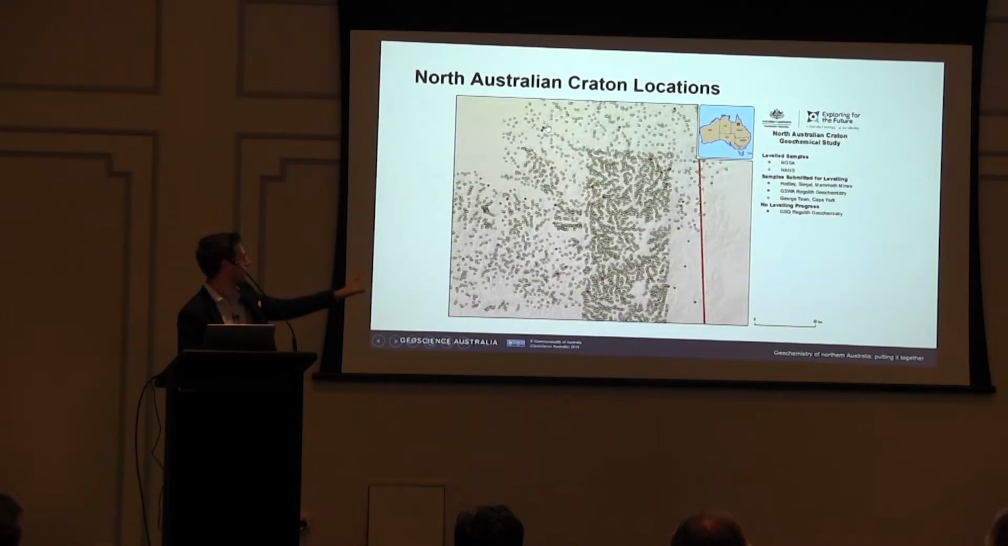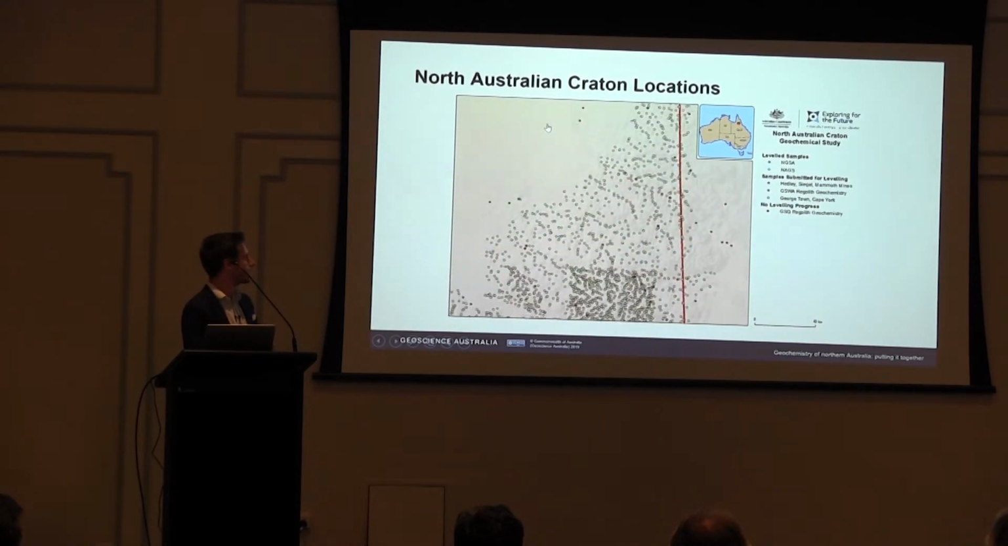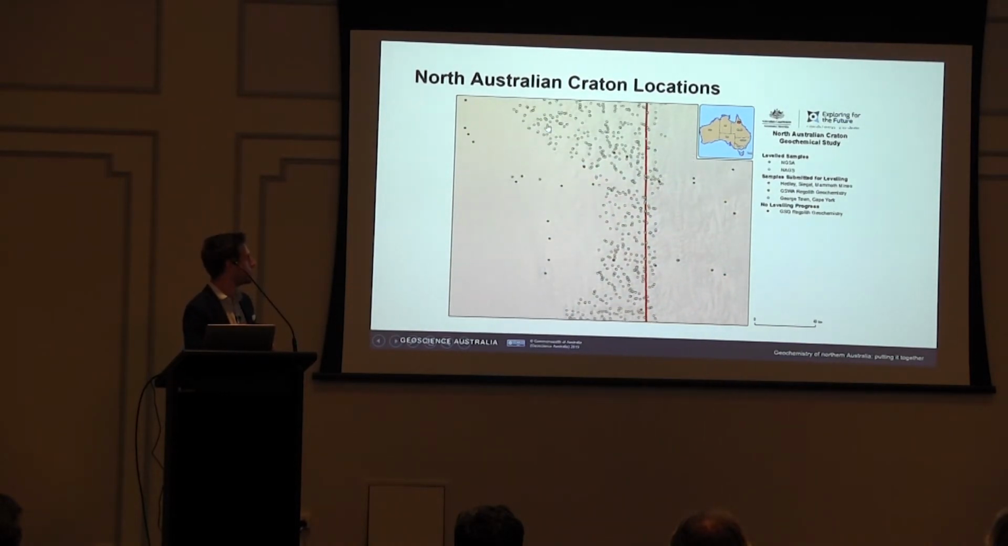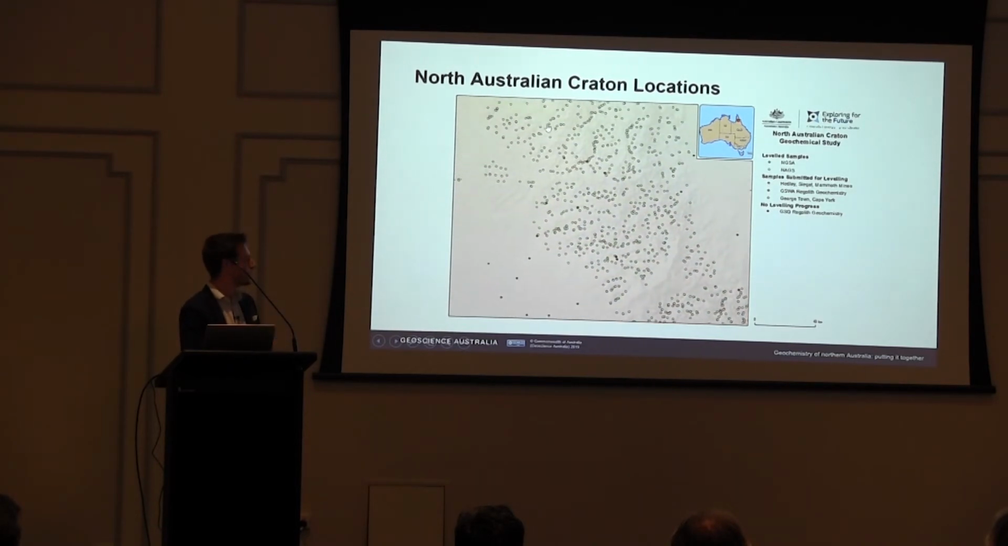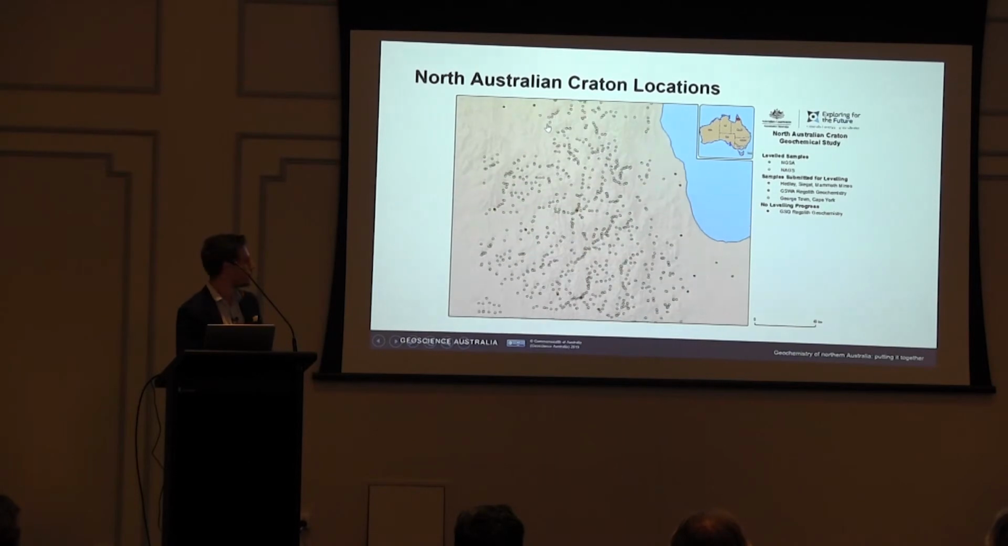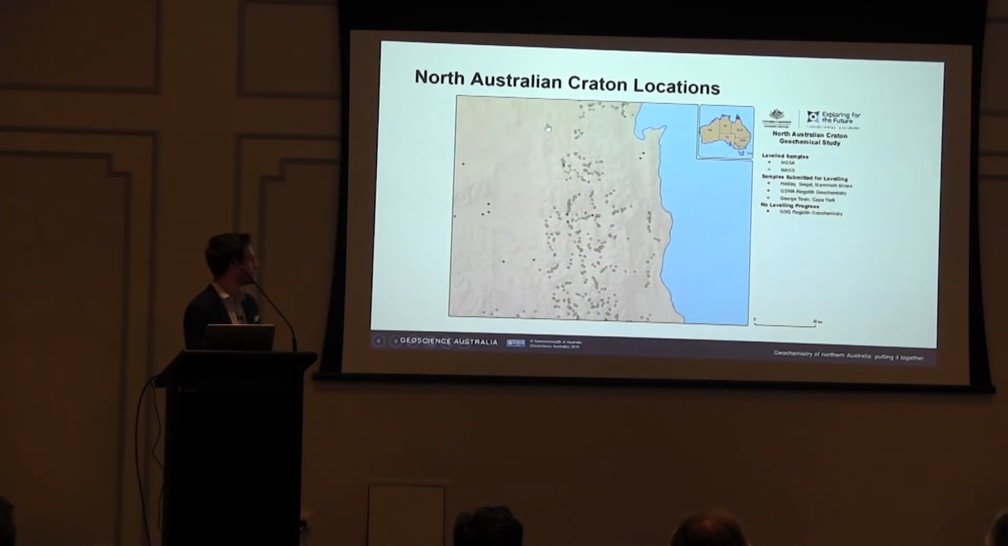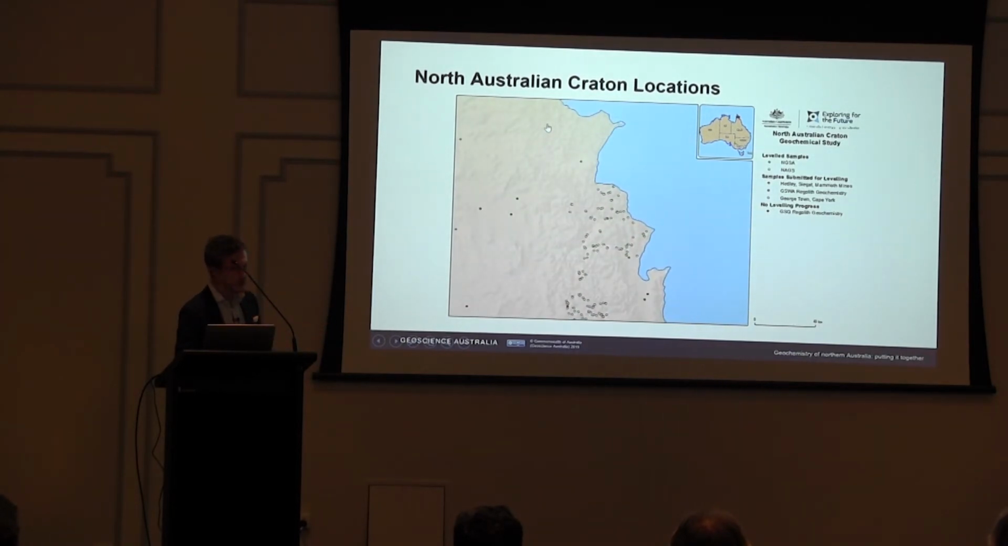So this is the old BMR, AGSO, Georgetown and Cape York study. We also in this area have the recently acquired GSQ regolith samples, which followed a similar methodology to the NGSA, as well as the NGSA samples that cover the entire area. So we've really got a decent data coverage, especially in the NT and Queensland. There's a few gaps as we get into WA.